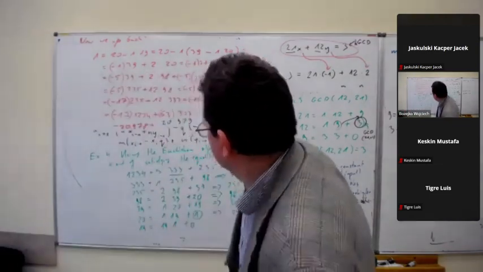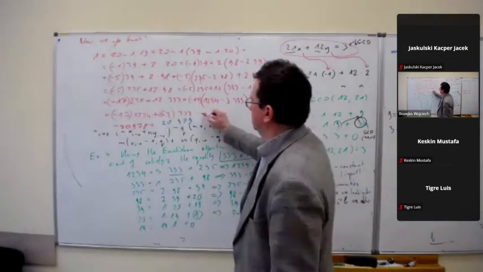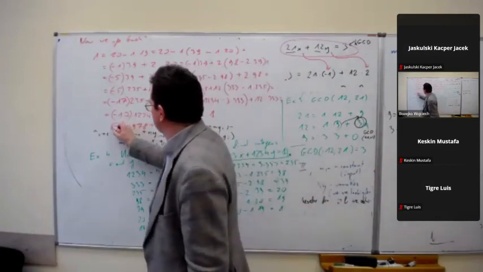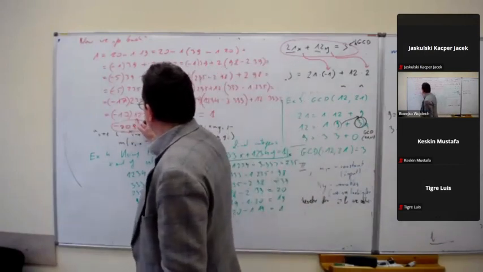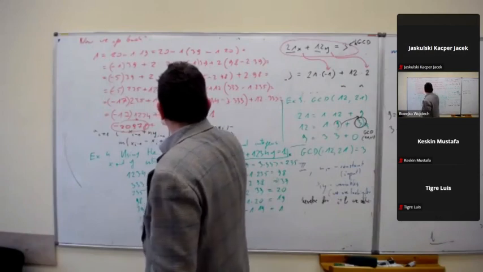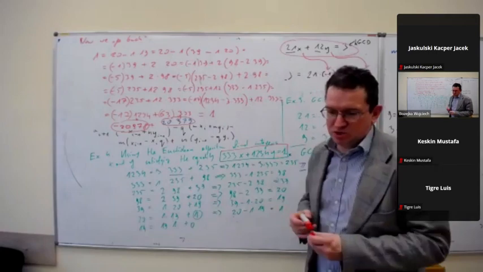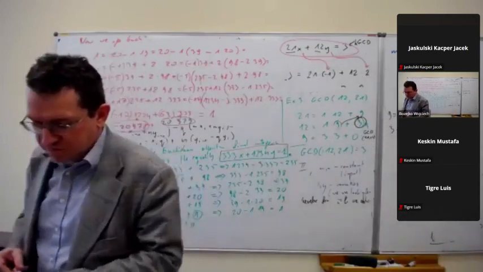Okay, so finally, as you can see, this is 1. So we have this x, this is x, and this is y, fulfilling the equation we would like to solve.